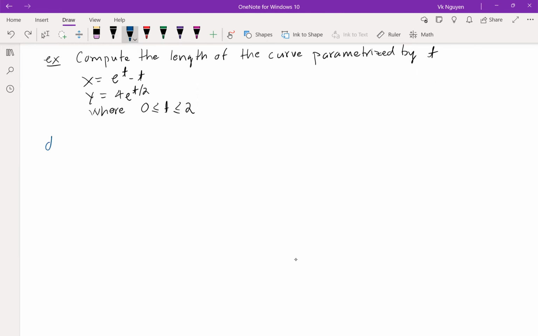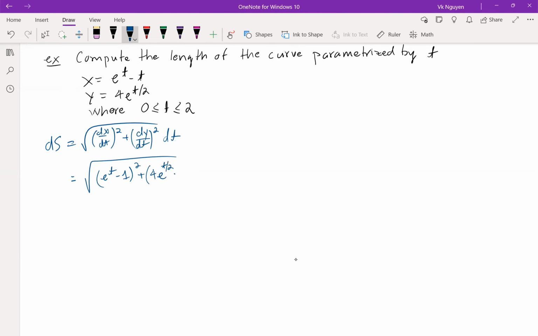We can first get the ds here. The root of dx over dt squared plus dy over dt squared dt. Yay! Let's take a look. The derivative of x with respect to t is e to the t minus 1, squared. The derivative of y with respect to t is 4e to the t over 2 multiplied by the derivative of the inner function, which is 1 over 2, squared, dt. Yeah. Work it out.